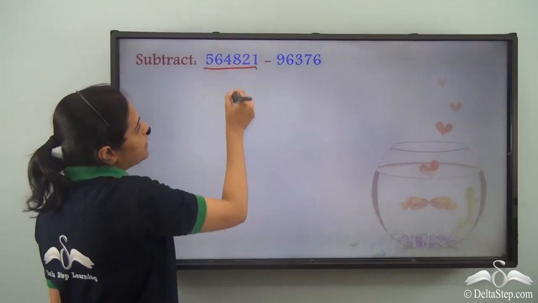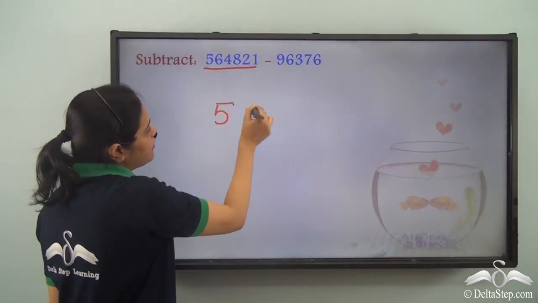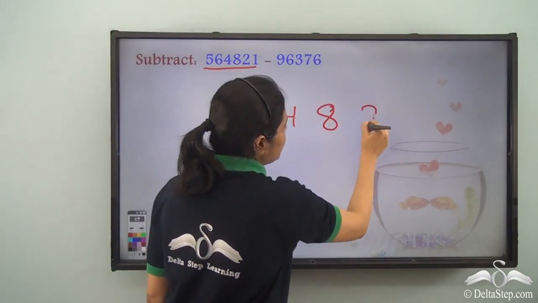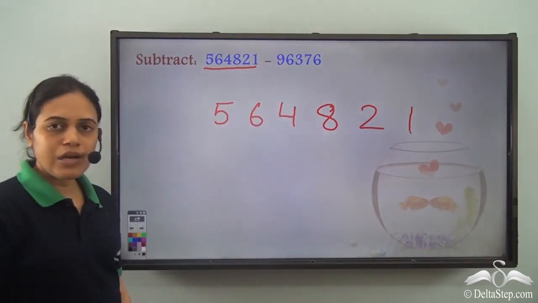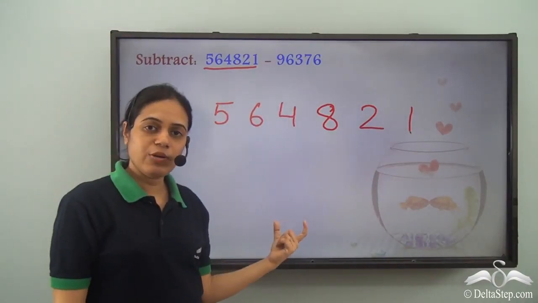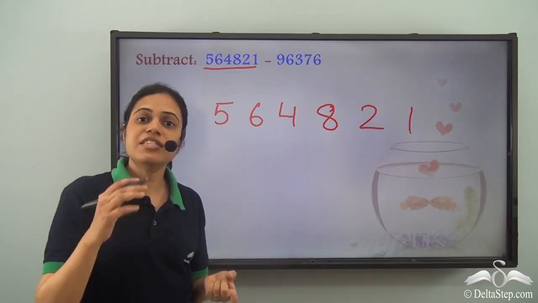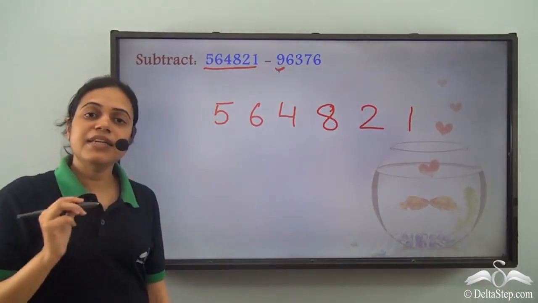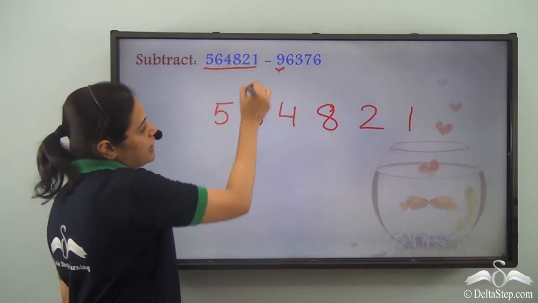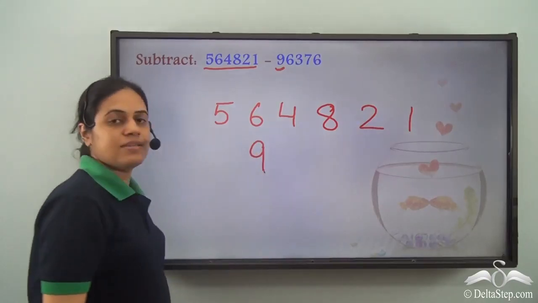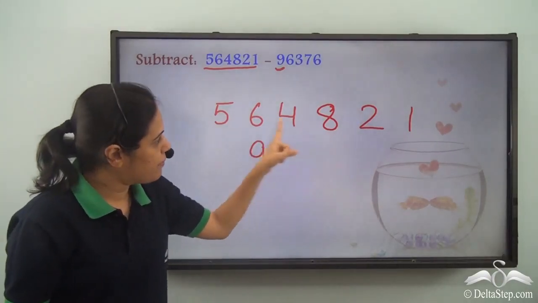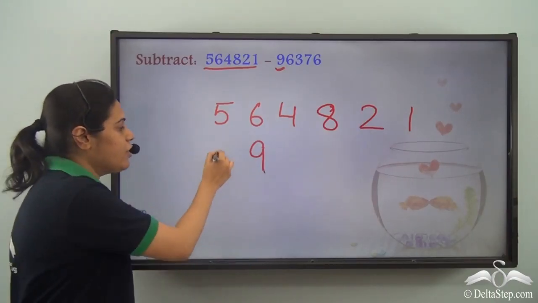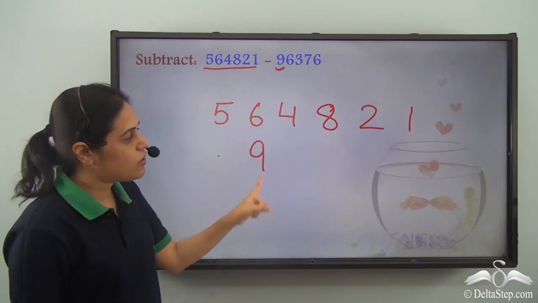So first I write this number 5, 6, 4, 8, 2, 1. Now when I write the numbers one below the other, I need to write the respective places one below the other. 9 is in the 10,000s place. So I need to write 9 below 6. Because in this number, this 6 is in the 10,000s place. I cannot write 9 over here. I need to write it below 6.